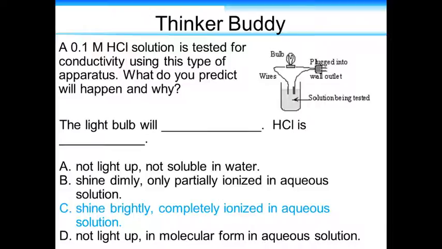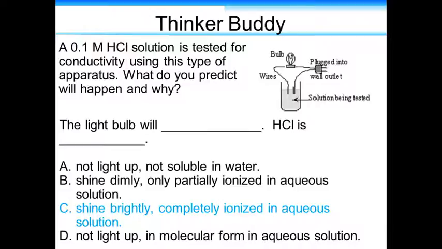The light bulb will shine brightly. HCl is completely ionized in aqueous solution. Ionized is frequently used in chemistry textbooks. I prefer the term dissociates, but either is somewhat valid. I think dissociate is a better term.